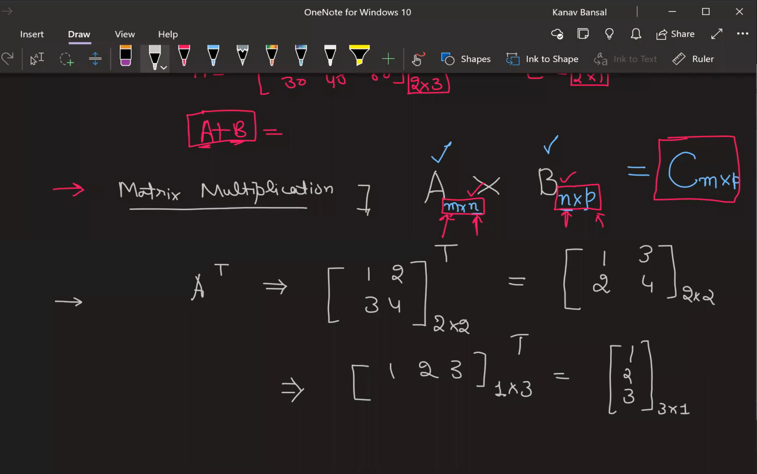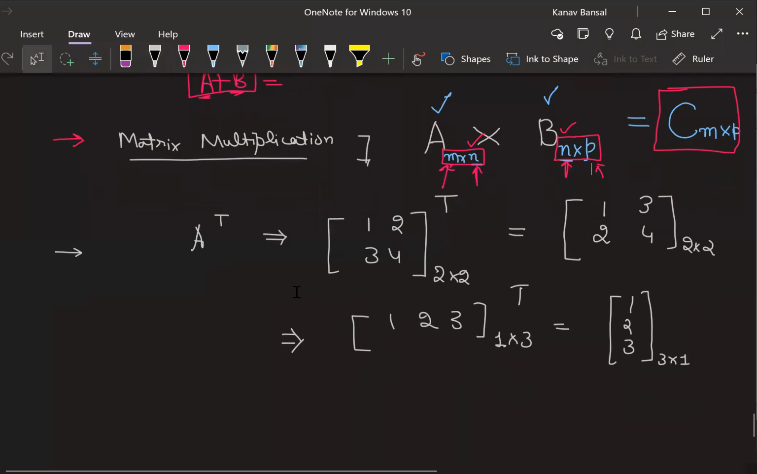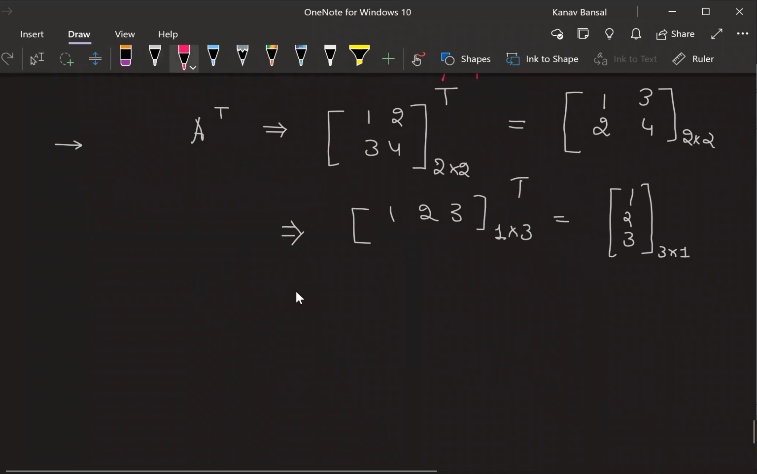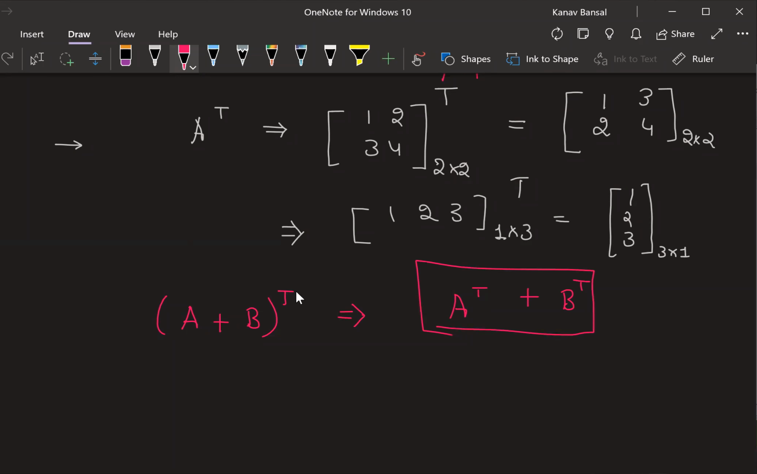The next topic. In this transpose itself, let's try to look into one more thing. If I have A plus B, and I want to do A plus B ka transpose, what will be the output? Is there any theorem that holds true here? Yes, there is. A plus B ka transpose is nothing but equal to A transpose plus B transpose.